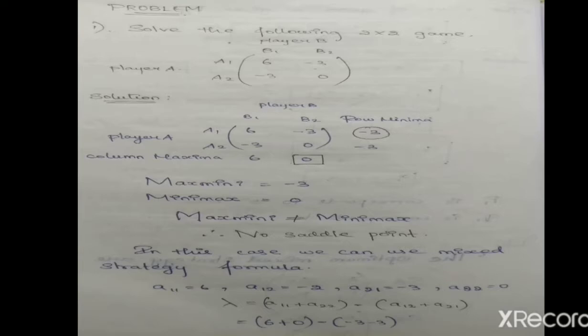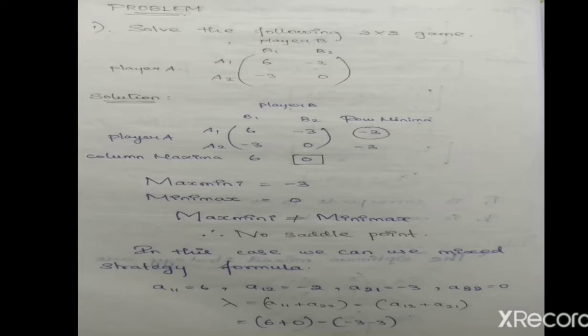So here you find the row minimum: for the first row minus 3, second row minus 3. Column maximum: first column 6, second column 0. So row minimum is minus 3, minus 3. The maximum of row minimum values is minus 3. The minimum of column maximum values is 0. So minus 3 is not equal to 0. So maximin is not equal to minimax. Therefore, there is no saddle point. In this case, we can use the mixed strategy formula.